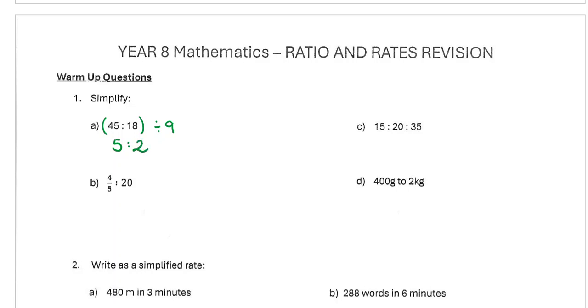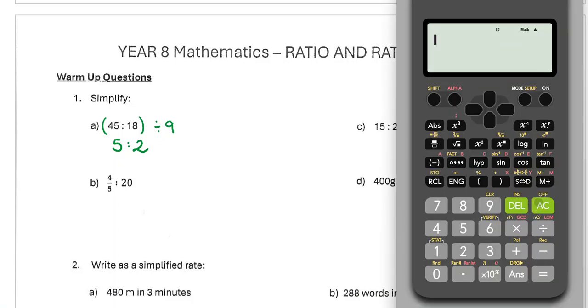Remember that for some ratios like this one, you can also simplify them by typing them into your calculator as a fraction. So 45 over 18, if you just press equals, it gives you the 5 over 2, but you just have to remember to write it as a ratio, not as a fraction.